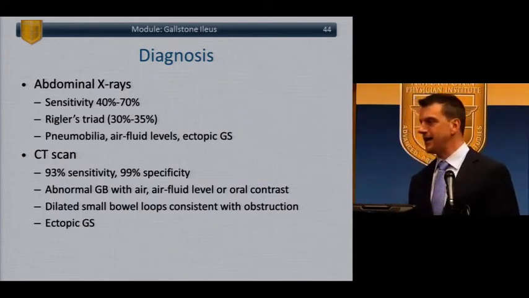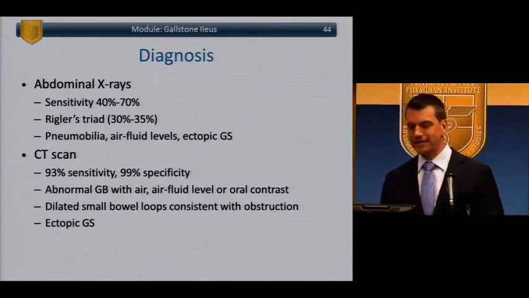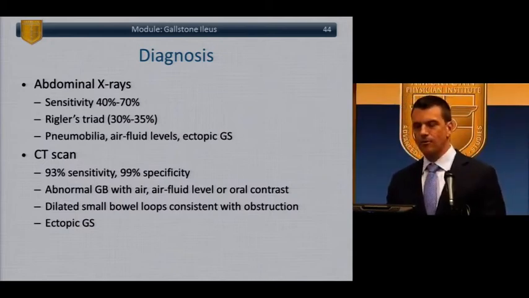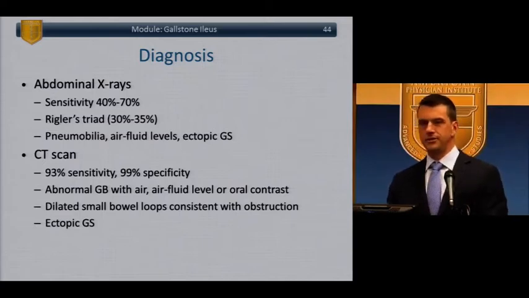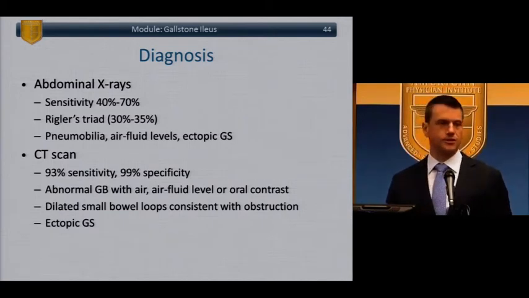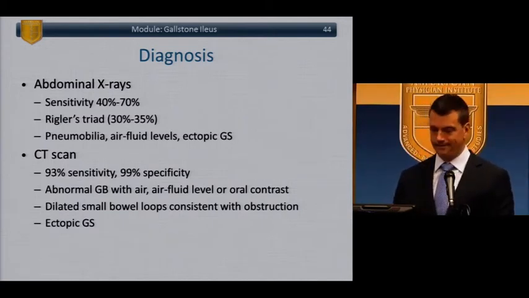CT scan is 93% sensitive for finding this. This will show, again, an abnormal gallbladder with air fluid level or oral contrast in the gallbladder. Also dilated small bowel loops consistent with the obstruction, and then you should see the gallstone somewhere causing the obstruction.